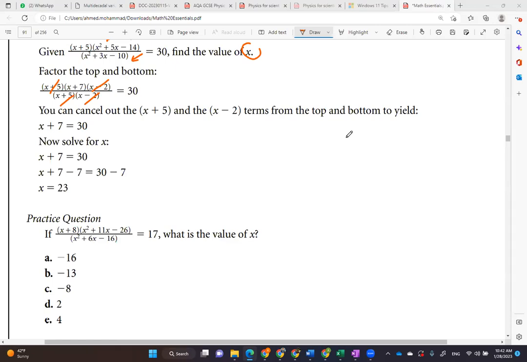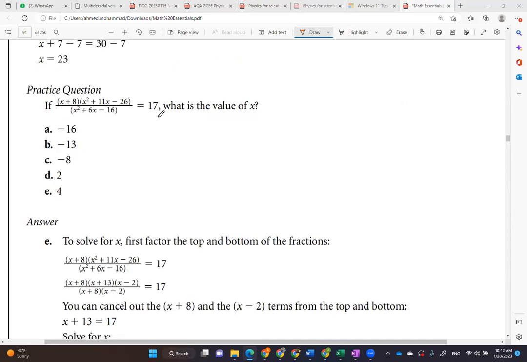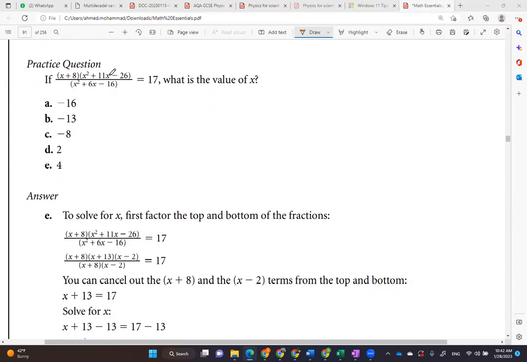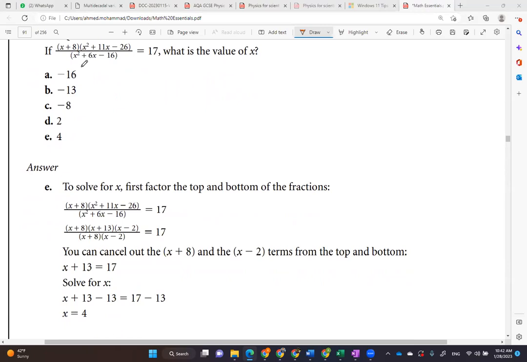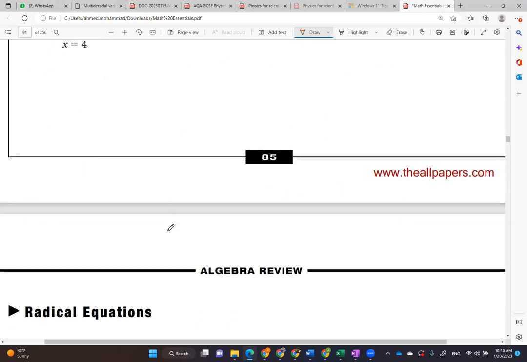Okay, many of you gave me the answer E. Thank you, guys. The answer is right. You factor the first one as x plus 13 and x minus 2, because 13 times 2 equals 26, and we put the positive on the larger number because the middle term is positive. The second one is x plus 8 and x minus 2. Then you cancel out x plus 8 with x plus 8, and x minus 2 with x minus 2. The answer is x plus 13 equals 17, so x equals 4. Thank you.